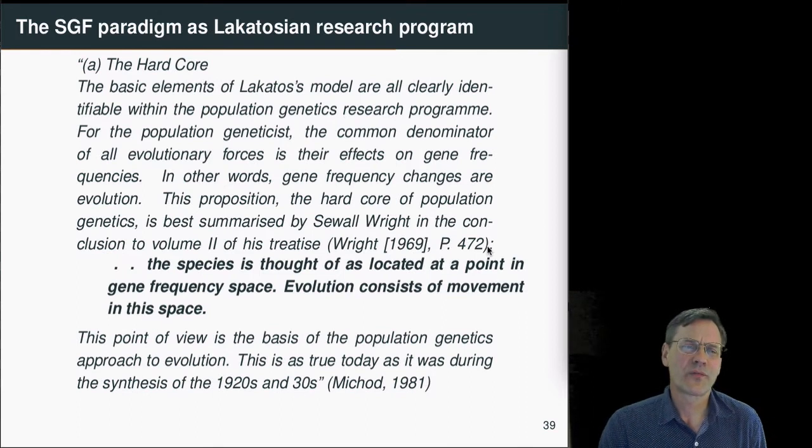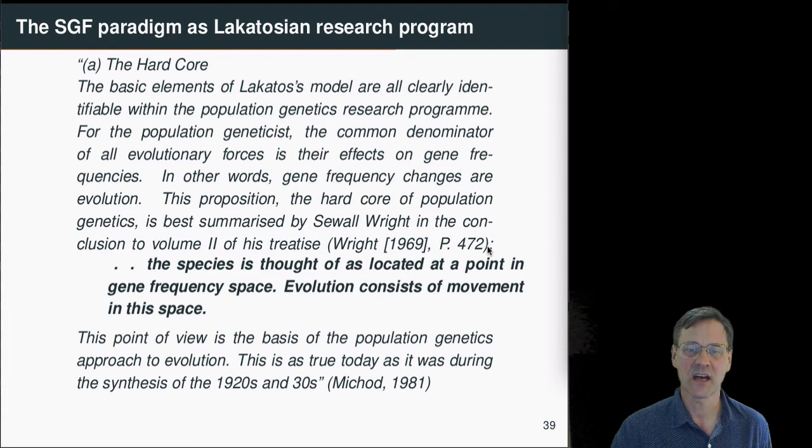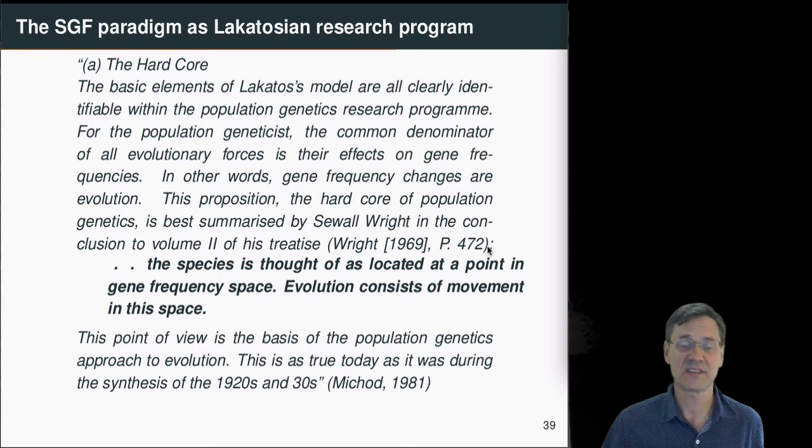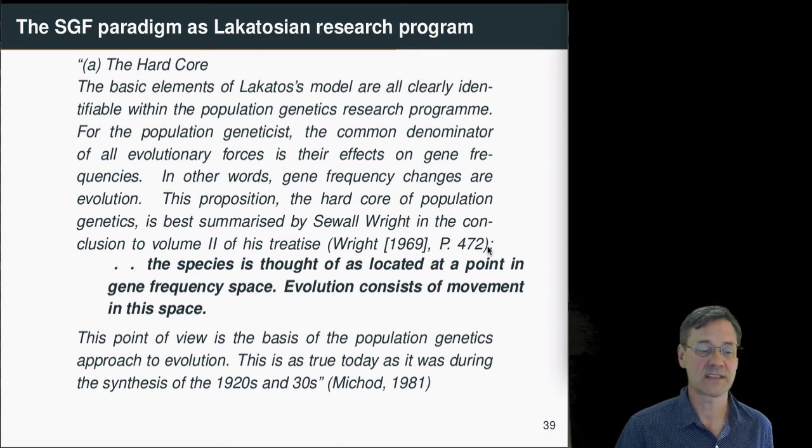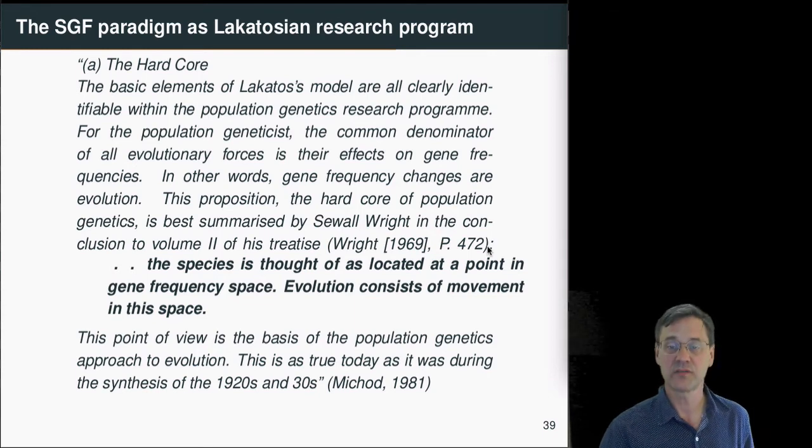Now, this rethinking of evolution as shifting gene frequencies was not just a mathematician's trick. It wasn't just a convenient guide for modelers. It was part of a wide-ranging paradigm. So Richard Michod, in this 1981 paper, identifies the shifting gene frequencies as a paradigm in the style of Lakatos. He calls this the hard core of population genetics: the species is a point in gene frequency space, and evolution is movement in that space. This point of view, he says, is the basis of the population genetics approach to evolution.